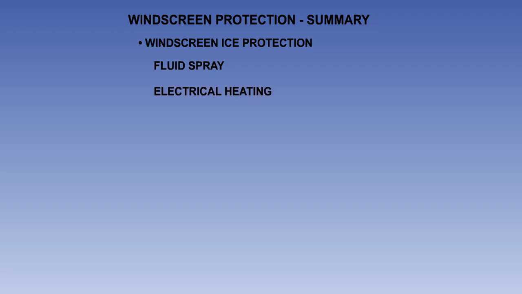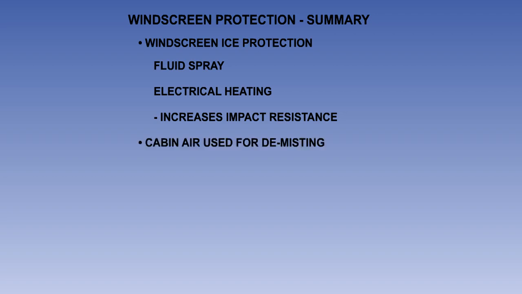That is the end of the lesson. You have learned that windscreens can be protected from icing by fluid sprays or by electrical heating. Remember that electric heating of windscreens increases their impact resistance, so it is kept switched on from takeoff until landing. Remember also that cabin air may be blown across the windscreens for demisting purposes.